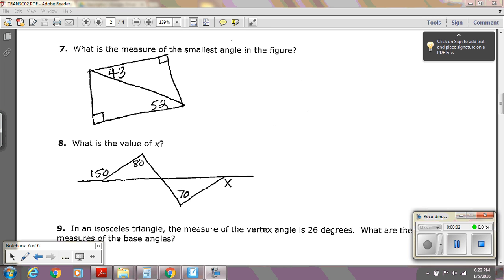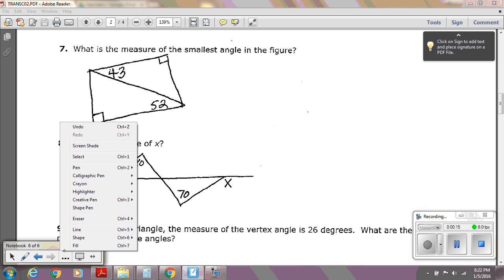Right, this is a semester final exam review continuation. Number 7. What is the measure of the smallest angle in the figure? So we need to find the missing angles in each triangle.